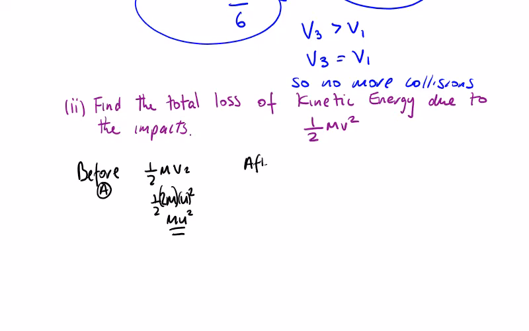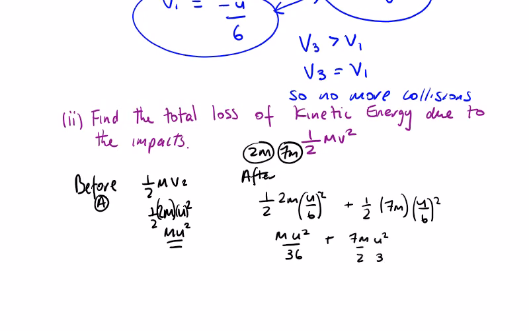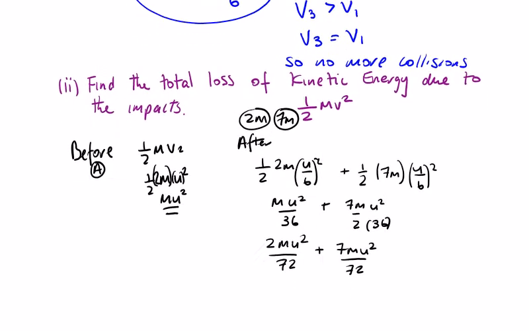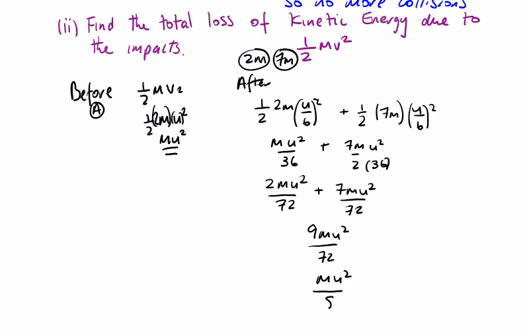So that's before. After, my masses are 2m and 7m. The speeds are the same. So we have a half 2m by u over 6 squared, and a half of 7m, also u over 6 squared. So we have mu squared over 36, and we have 3.5, so I'll just write it as 7m over 2 times u squared over 36. They're both going to be over 72. So 2mu squared over 72 plus 7mu squared over 72 gives me 9mu squared over 72, and 9 goes in, that's 1 over 8, so that's mu squared over 8. That's the kinetic energy afterwards.